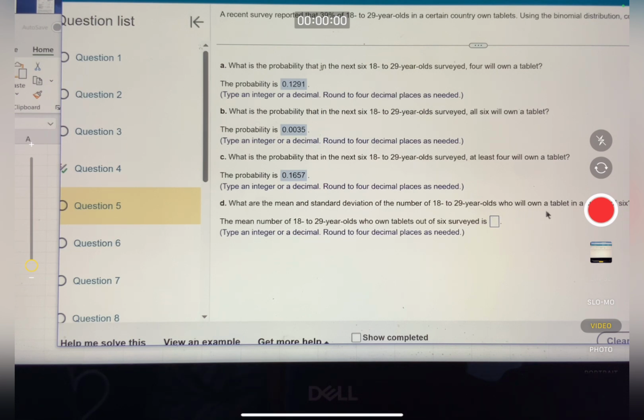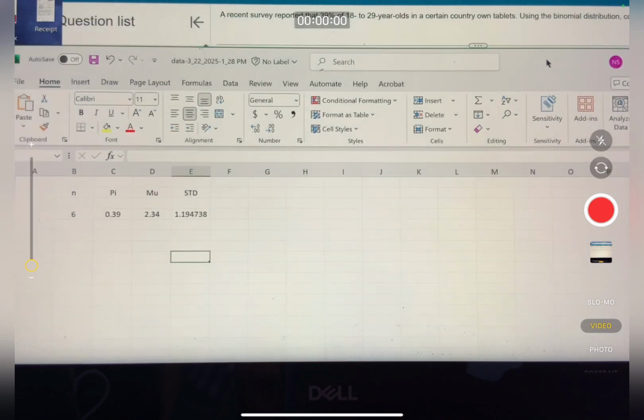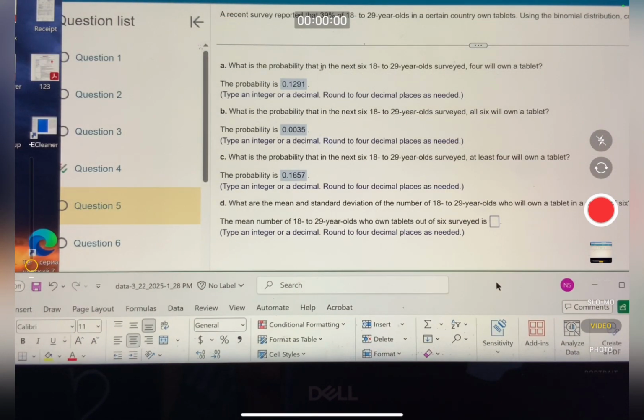And what else? Tablet, so what's the mean and standard deviation? Okay, so this one we can do on Excel. What are the mean and standard deviation of the number of 18 through 99-year-olds who will own a tablet in a survey of 6? Okay, the total is 6. We have 39, so we have it here. N is 6, p is 0.39. What do we need to find? The mean.